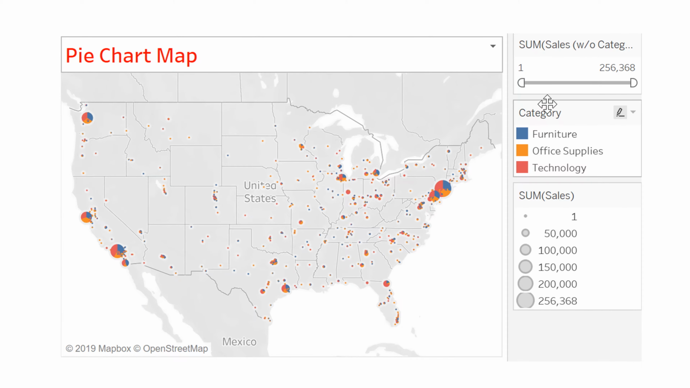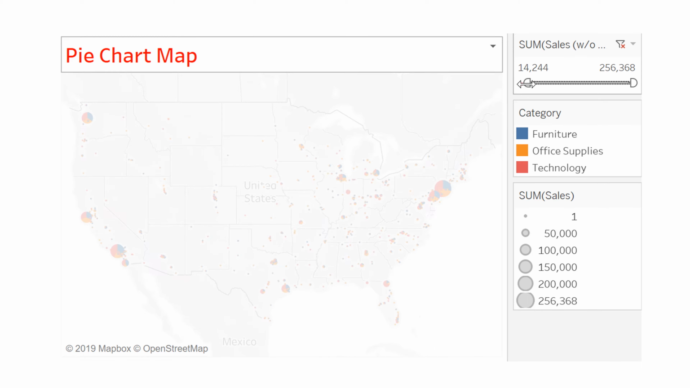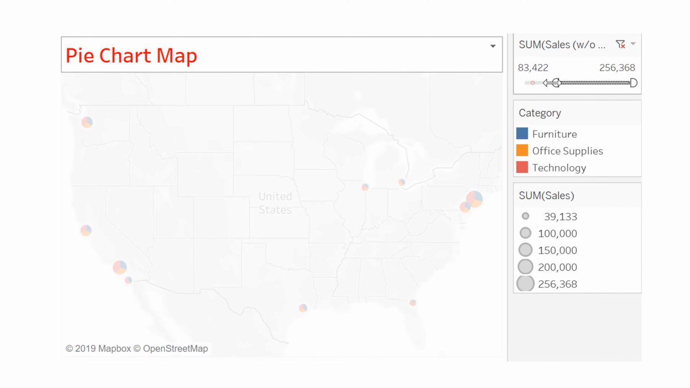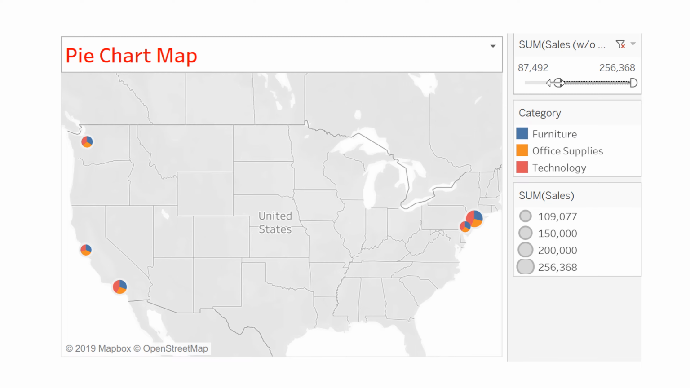You can also filter the information based on sales. For example, here, let's restrict it for over 30K, only a few cities, or let's restrict it more. Let's see how to create this graphic in Tableau.